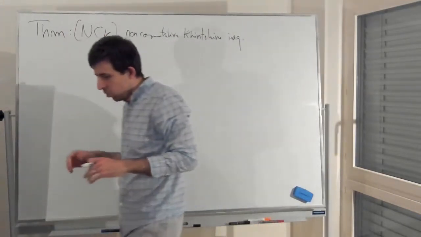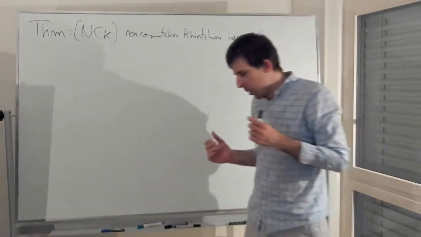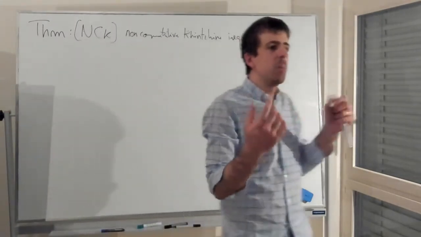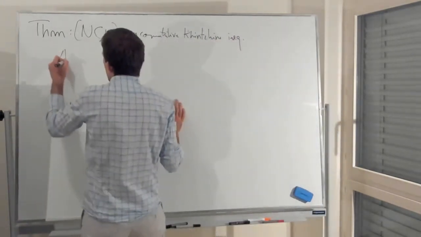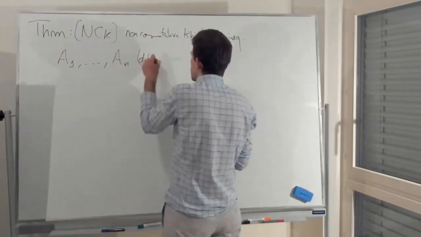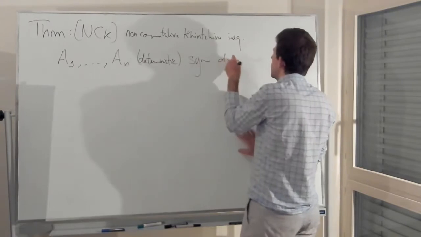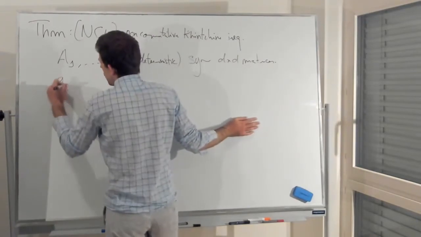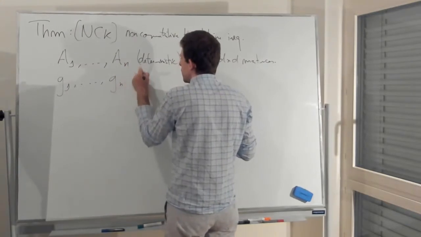So the idea is to control the expected value of the spectral norm of random matrices. But in this inequality, they're not going to be just random matrices. They're actually going to be deterministic matrices with random coefficients. So we're going to have A1 through An, deterministic, symmetric d by d matrices, and G1 through Gn, which are IID standard Gaussians.